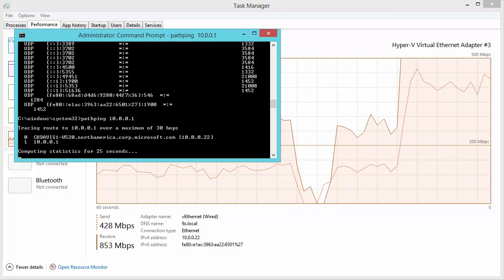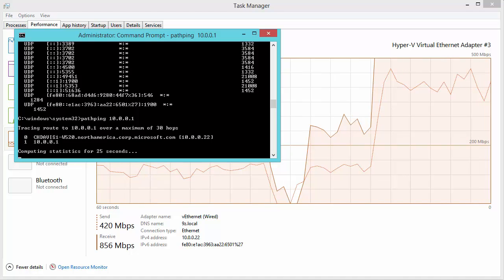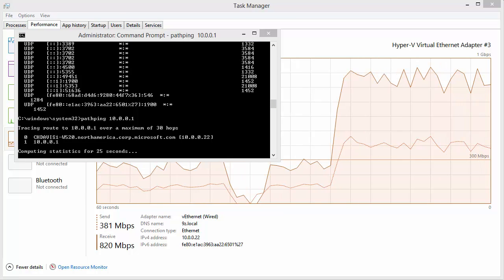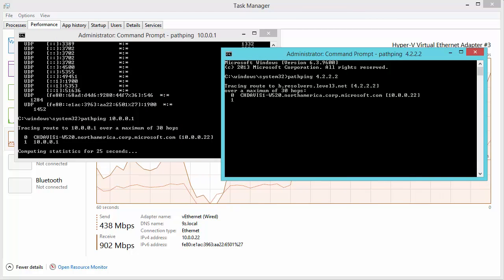Yeah, good. We're computing statistics. So pathping is an interesting tool because it does measure latency. If I were path pinging, let's say, to another device someplace else out on some other network, we could path ping out to 4.2.2.2 possibly, and see what kind of latency we get.